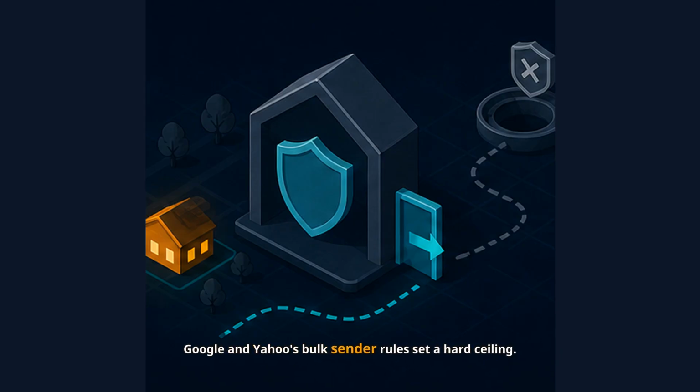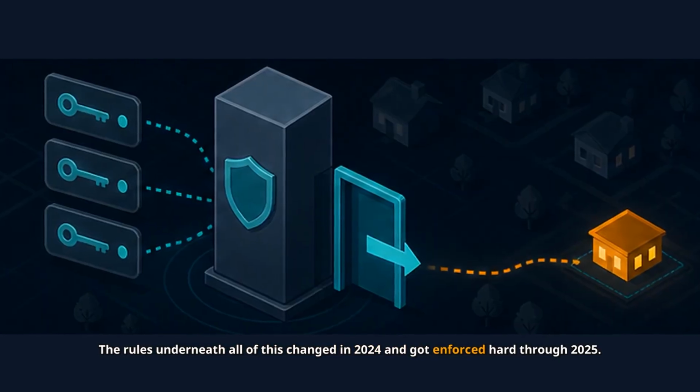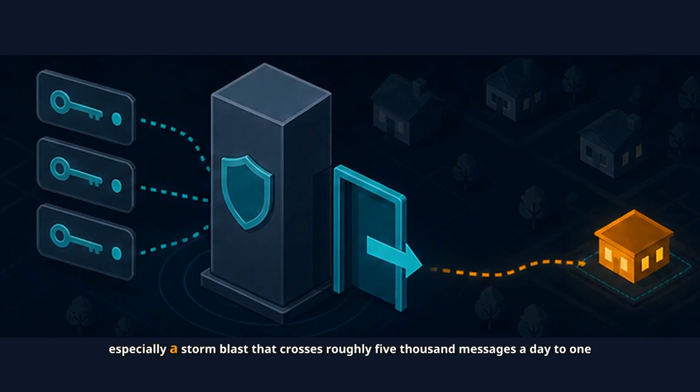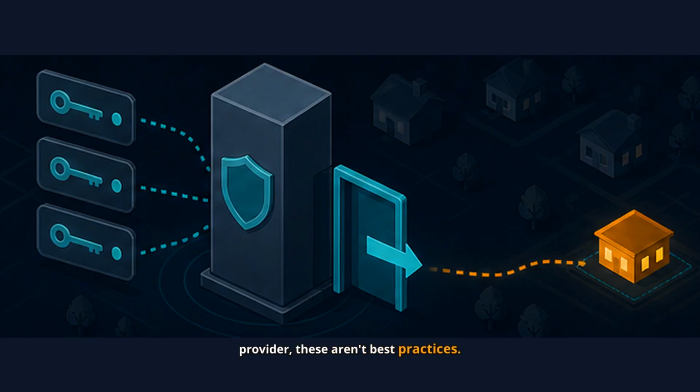The number to fear is the spam complaint rate. Google and Yahoo's bulk sender rules set a hard ceiling. Keep it under 0.3% and treat anything over 0.1 as the danger zone. The rules underneath all of this changed in 2024 and got enforced hard through 2025. If you send any real volume, especially a storm blast that crosses roughly 5,000 messages a day to one provider, these aren't best practices, they're requirements.